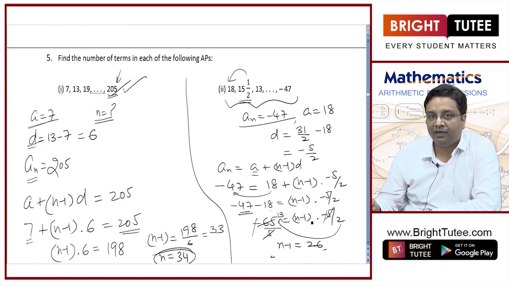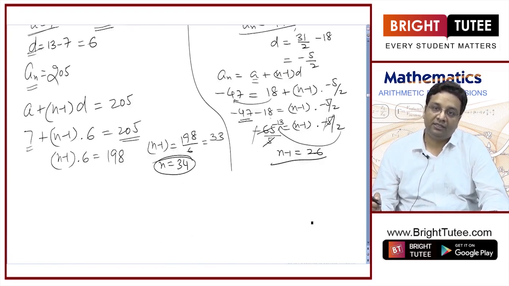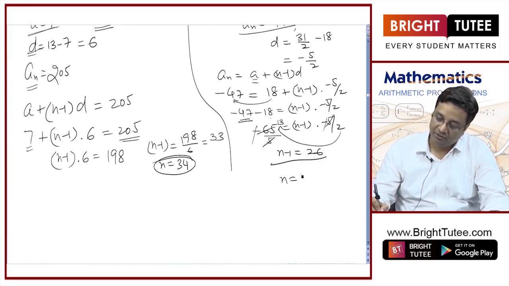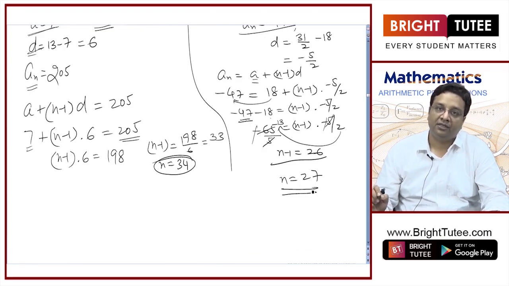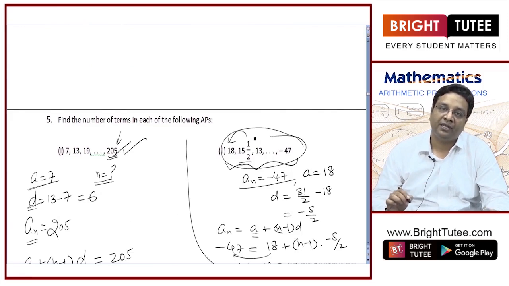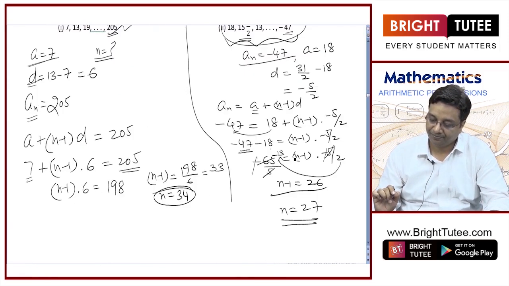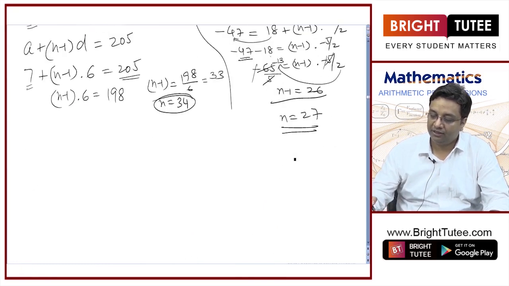This is the calculation part and you are expected to do this part yourself. So n minus 1 is equal to 26. So what is n? N is equal to 27. So there are 27 terms in this given AP, 27th term being minus 47, right? So your answer is n equal to 27.